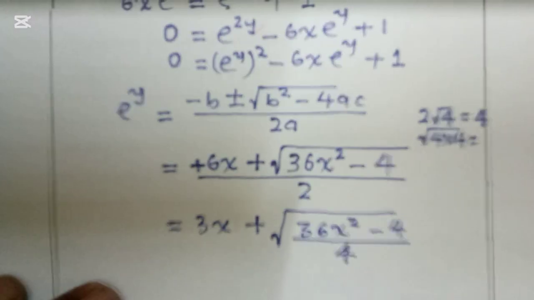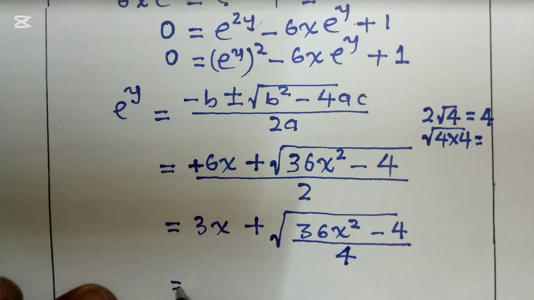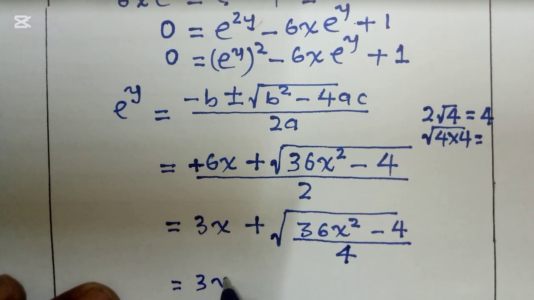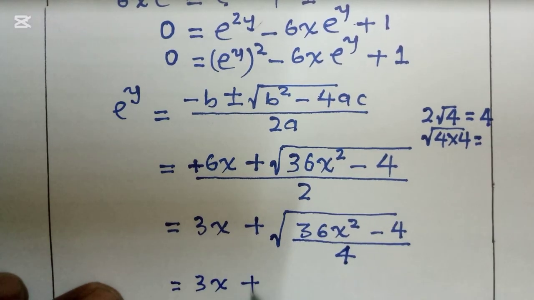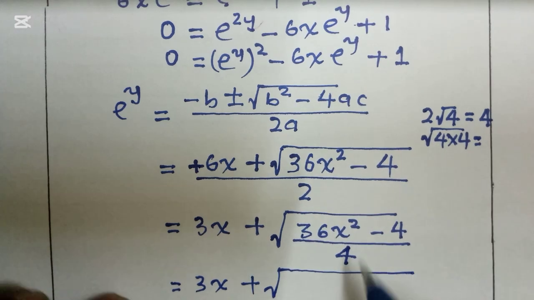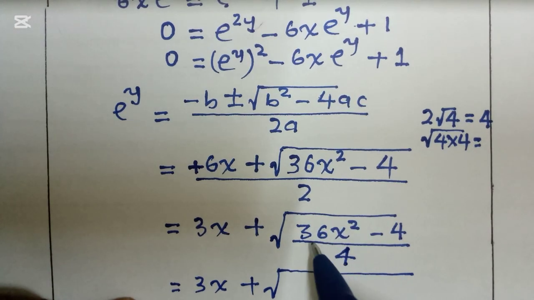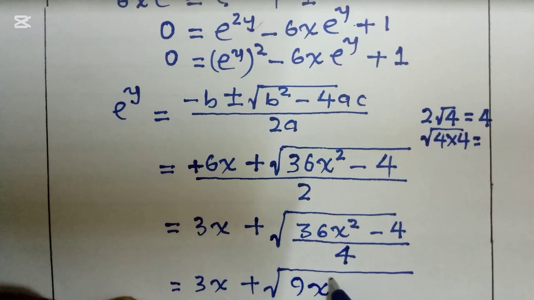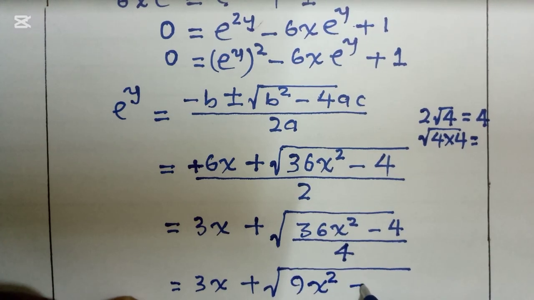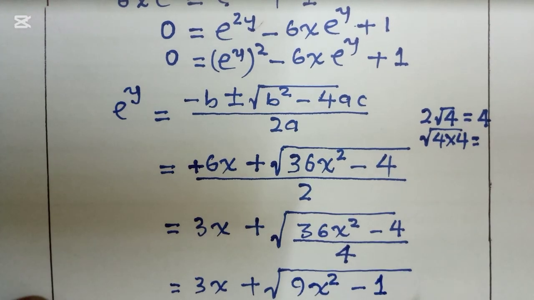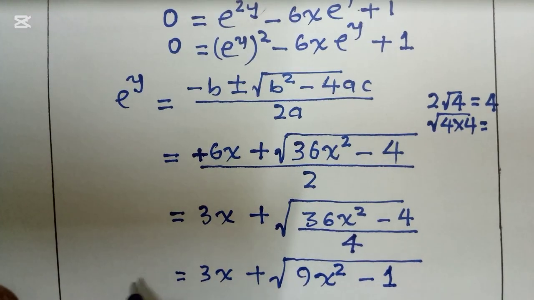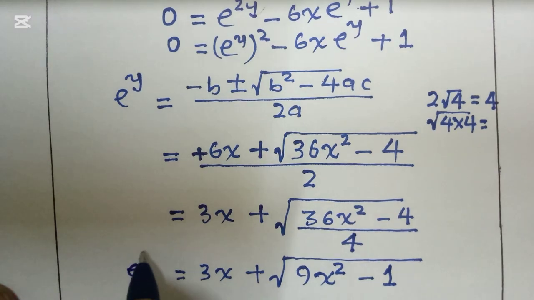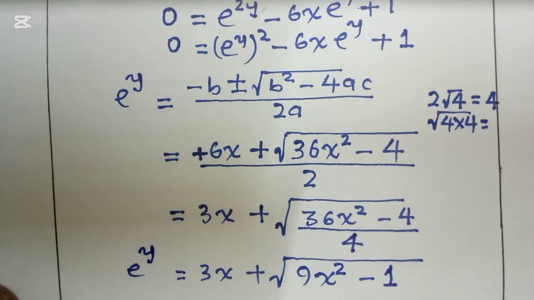So that now, guys, we are going to have 3x plus square root of now 4 divided by that 6, we get 9, x squared minus, this is now going to be 1. So guys, this is our e raised to y, like that.